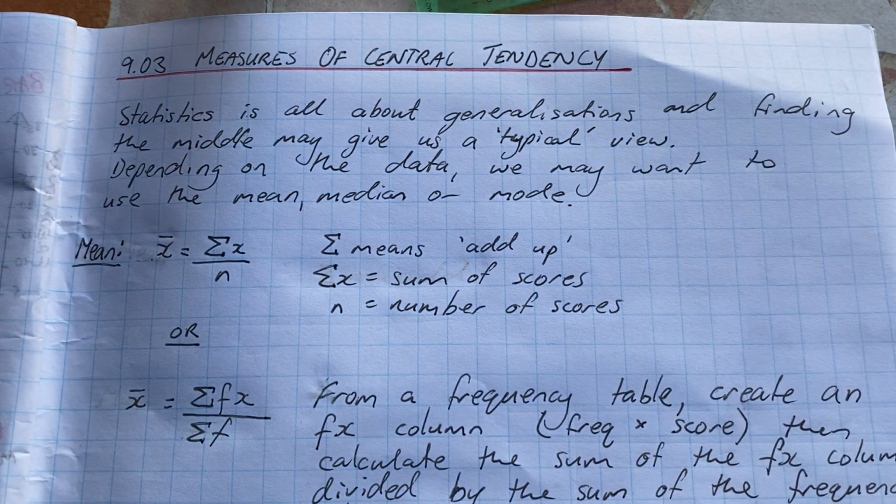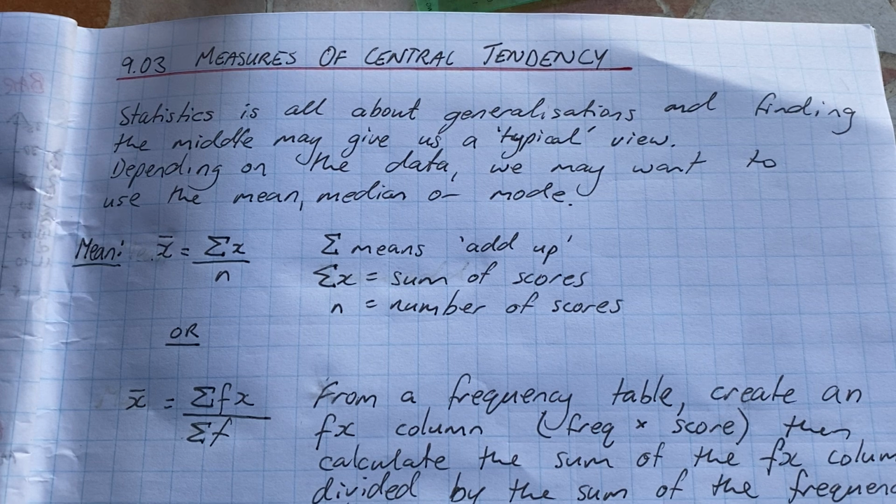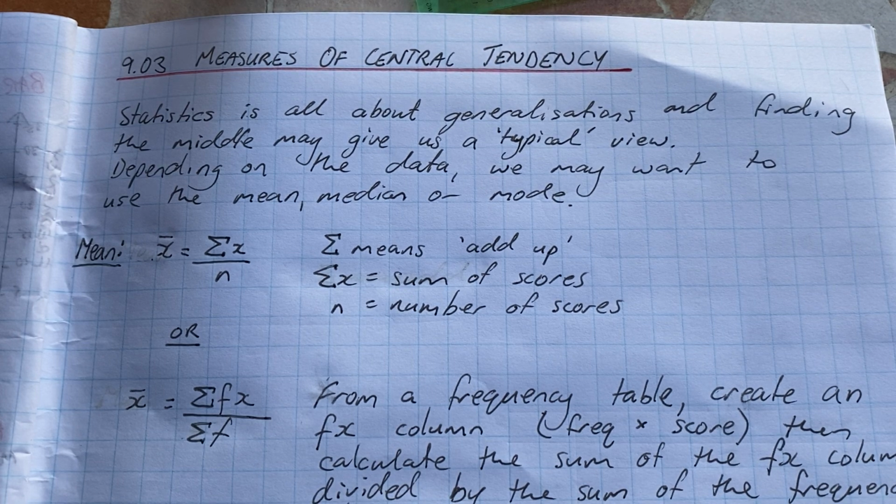Exercise 903 is about measures of central tendency. Now, you've done most of this before. It is a revision exercise, so I'm going to skim through pretty quickly, but just point out the things that you may not have seen in as much detail before.